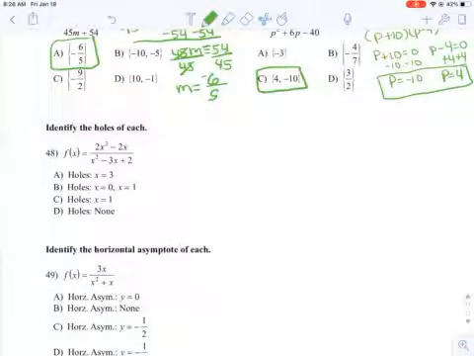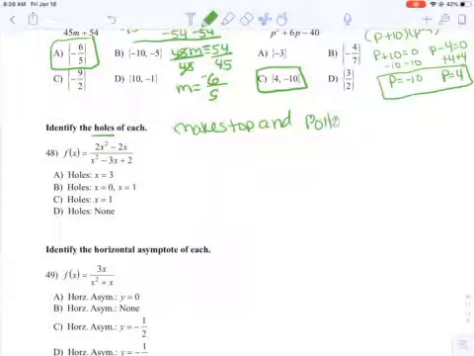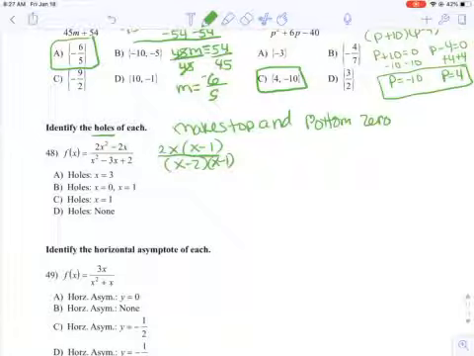Okay. Identify a hole. A hole is when the top and the bottom are 0. What makes the top and the bottom 0? Okay, so we're going to factor the top, and that's 2x times x minus 1, and then the bottom is going to be x minus 2, x minus 1, and so you can see that this factor happens on the top and the bottom, so we can see that x minus 1 would be 0 if x was equal to 1, so 1 would be a hole.